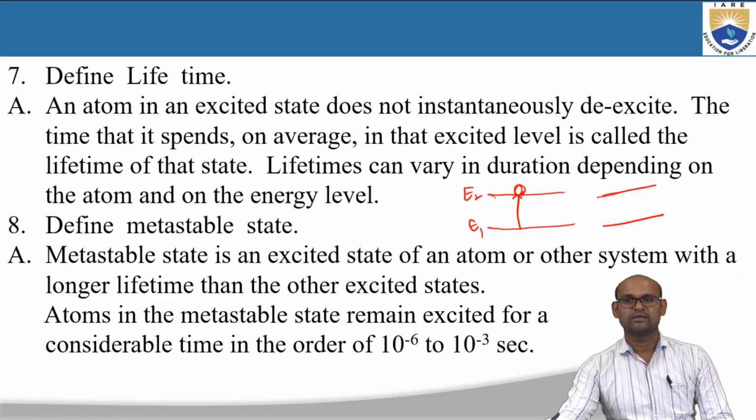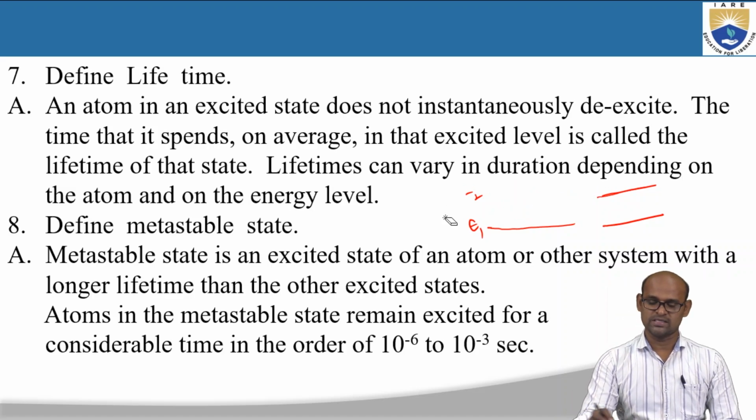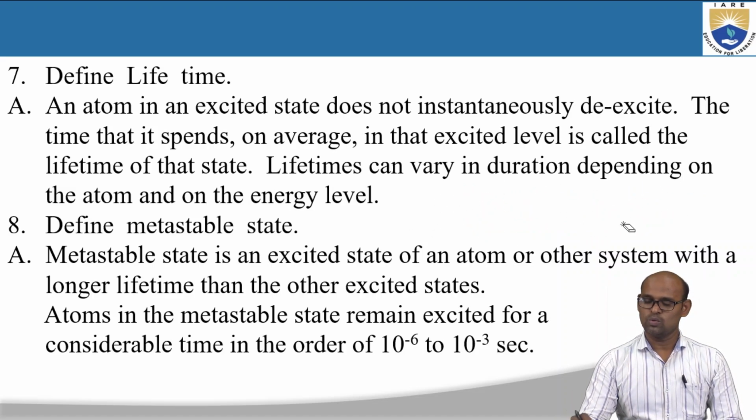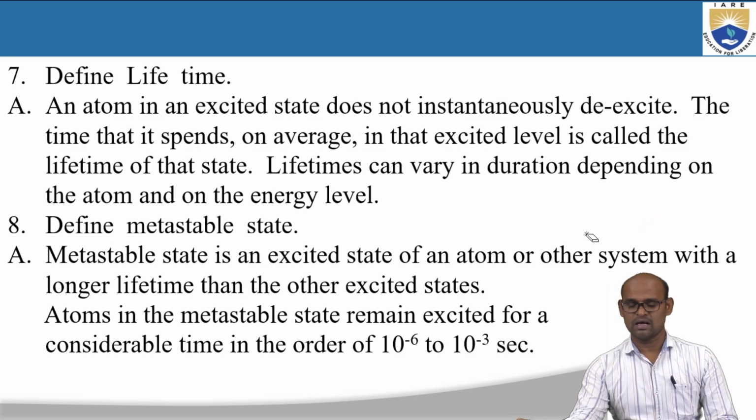Define metastable state. A metastable state is an excited state of an atom or other system with a longer lifetime than the other excited states. Atoms in the metastable state remain excited for a considerable time, in the order of 10 power minus 6 to 10 power minus 3 seconds. So what is the difference between a metastable state and a normal excited state?